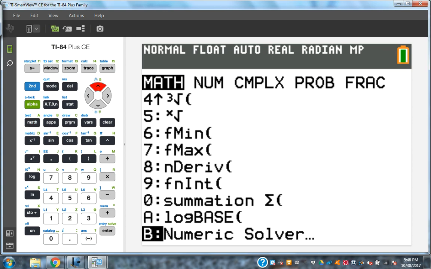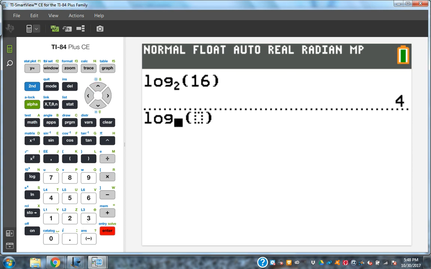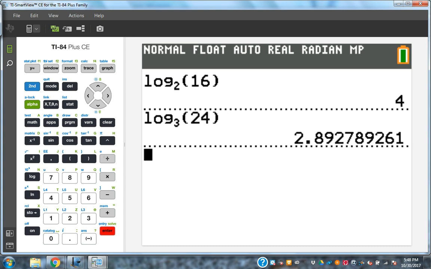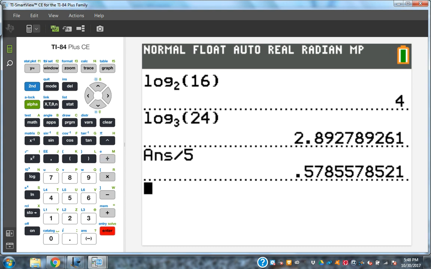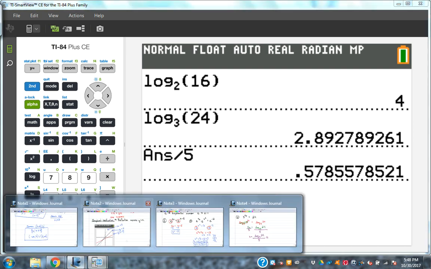Math. Log base 3 of 24, and then I'm dividing that by 5. We'll go 3 decimal places: 0.579.